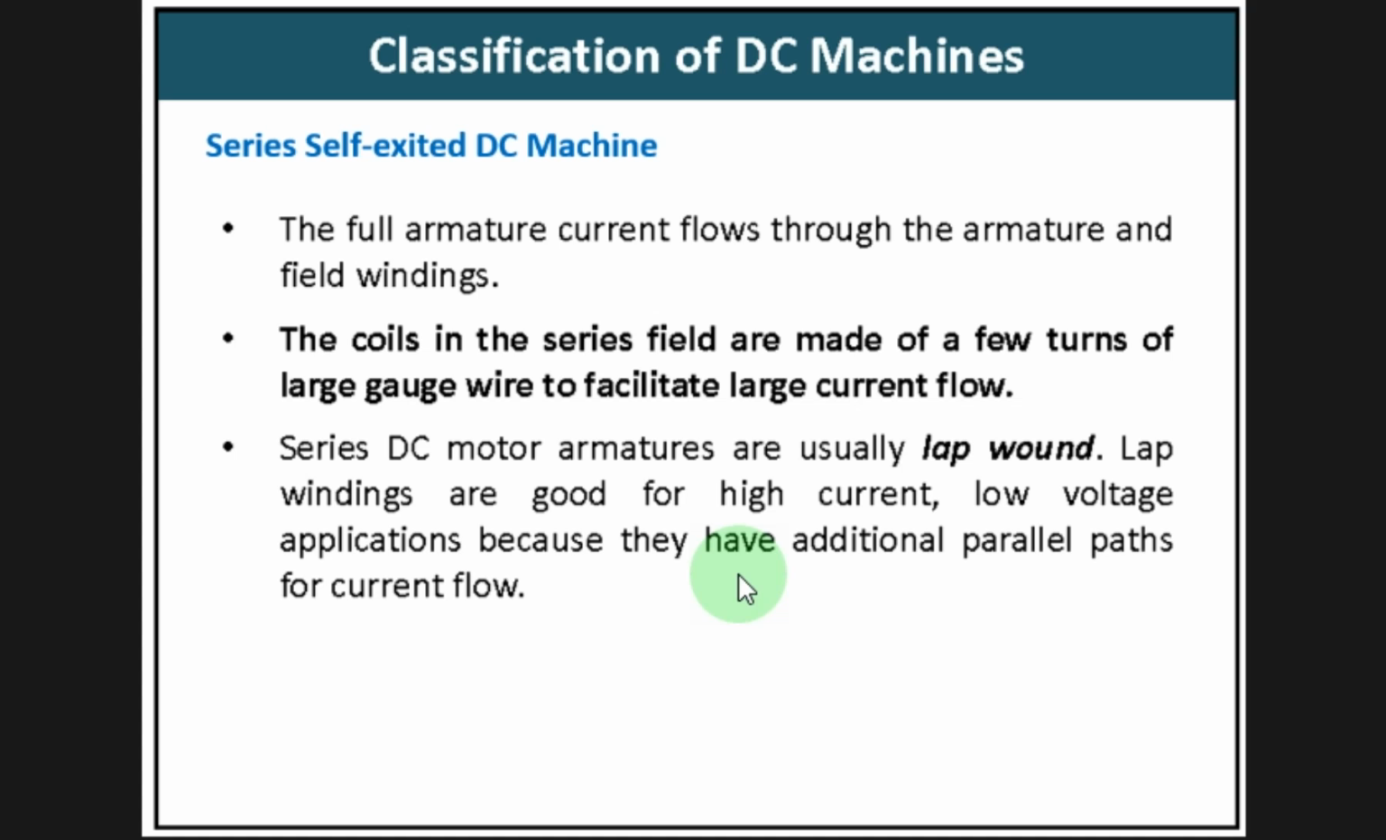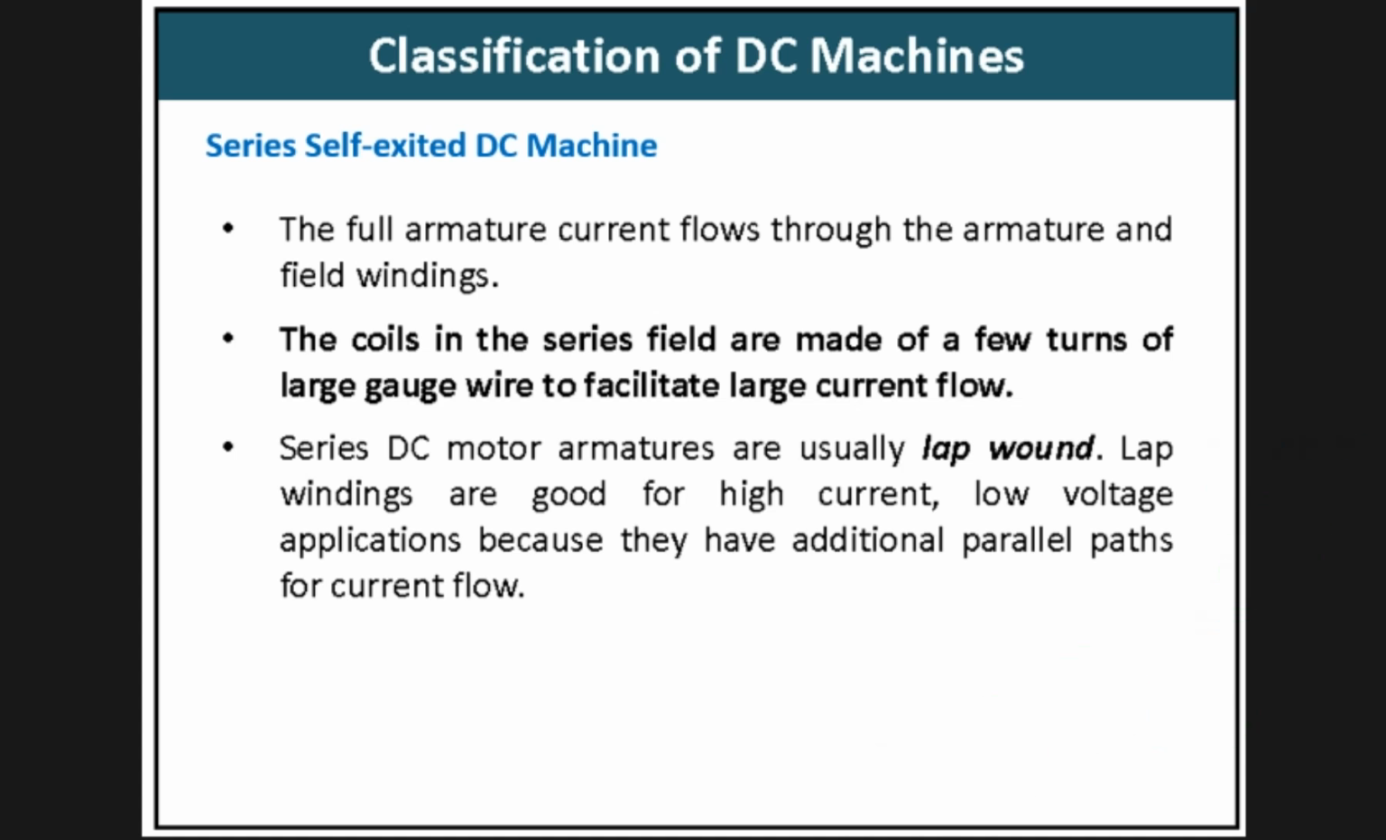I hope you remember in case of lap winding, the number of parallel paths will be equal to the number of poles, right? But in the case of wave winding, we have only two parallel paths, right? It is independent from the number of poles. So lap winding is good for large currents, and wave winding is good for large voltages, right? So here in the series self-excited DC machine, we are using lap winding.